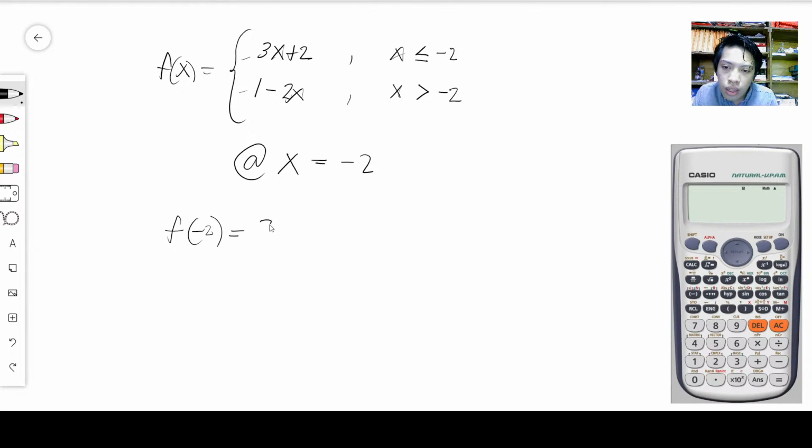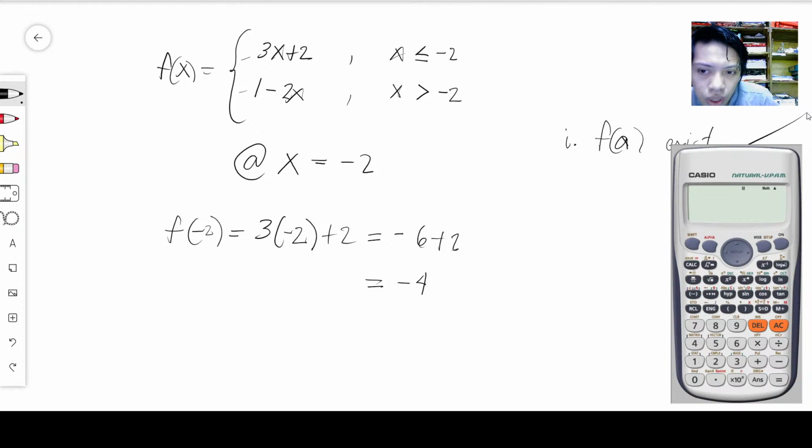So this will be 3 times negative 2 plus 2. And the value is negative 6 plus 2, and this is equal to negative 4. Okay, so negative 4 is a real number. This means we have satisfied the first criteria, that is, f of a exists. So the first criteria is checked.